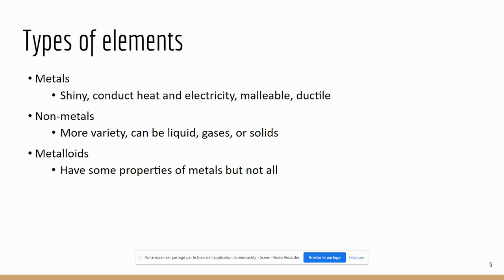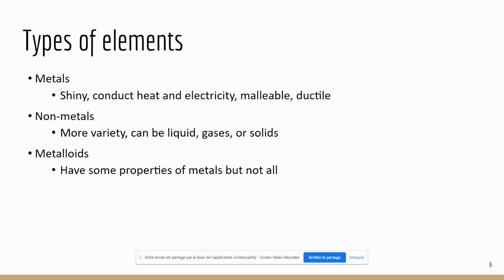Then we have our nonmetals. You have a little bit more variety. Some of them are gases, some of them are solids, some of them are liquids. You don't tend to see these sort of cohesive properties like we do with metals, but they typically don't look like metals. And then we have our metalloids, which have some properties of metals, meaning a lot of them are what's called a semiconductor. So they will conduct electricity, but they have to be warm enough to do so.